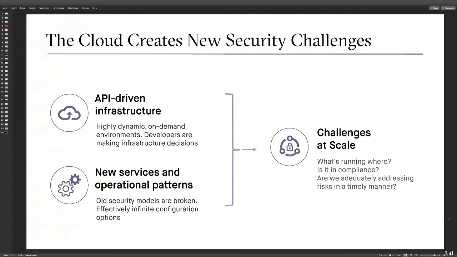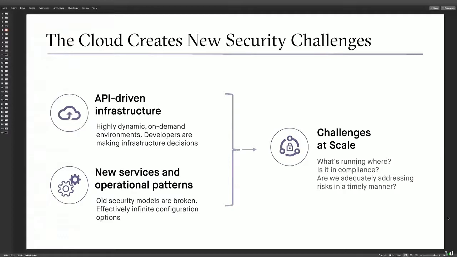But in the cloud, as we saw, according to Gartner, a lot of the risk surface, the quote-unquote attack surface, is the configuration of the cloud services. And that's because it's API-driven infrastructure. API-driven infrastructure is awesome. You can go really fast. You can have very low cost. You can experiment. Your developers, therefore, are making infrastructure decisions, and they're doing it quickly.